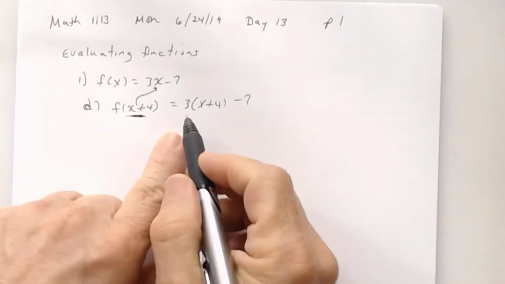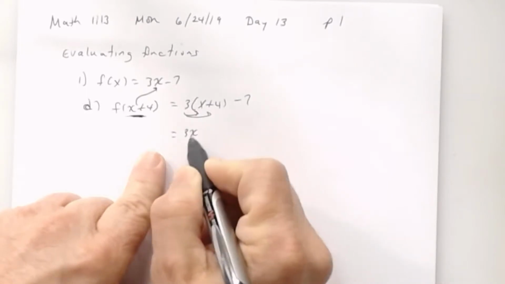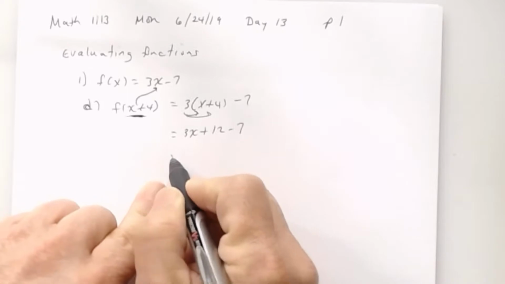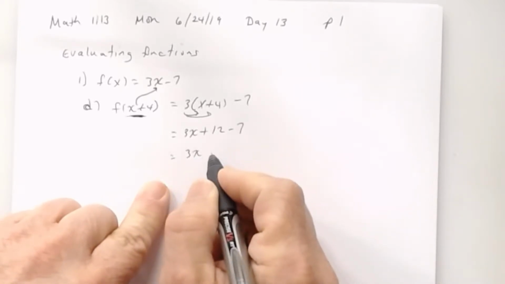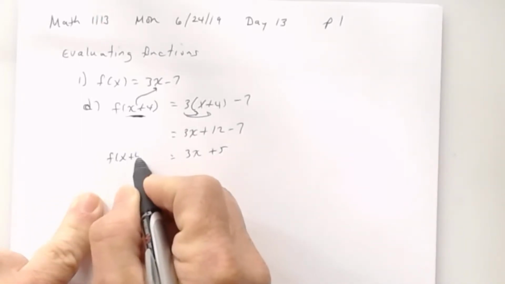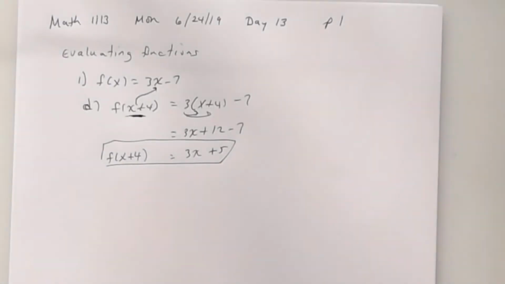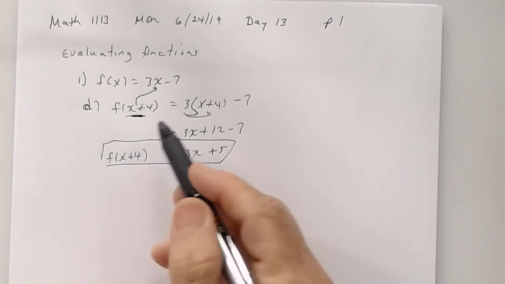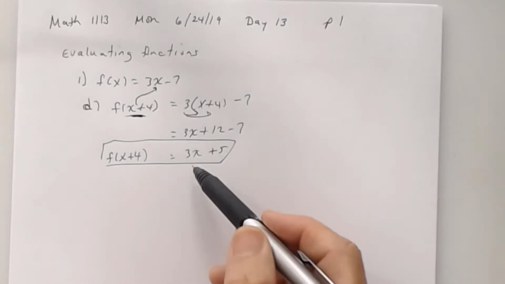Okay, so once you get to that point, then you can distribute. You're going to get rid of the parentheses. So I get 3x, and then 3 times 4 is 12, minus 7. And then combine like terms: I get 3x, and then 12 and minus 7 is 5. And so that is f of x plus 4. So that's your answer. So notice I am evaluating at an expression, so I'm going to end up with an expression. I'm not going to get just a number. I'm going to end up with an expression.